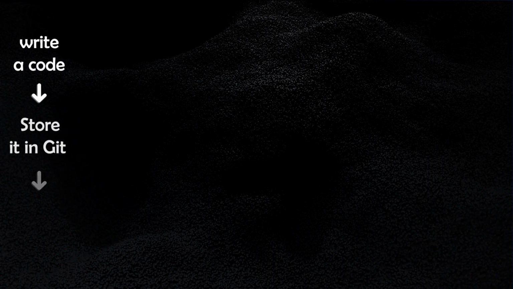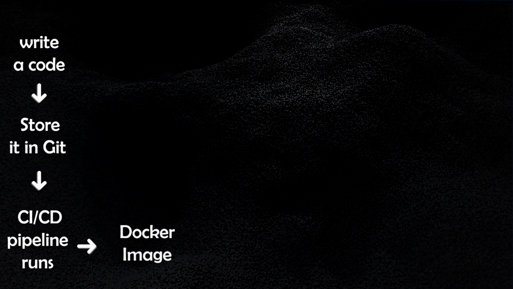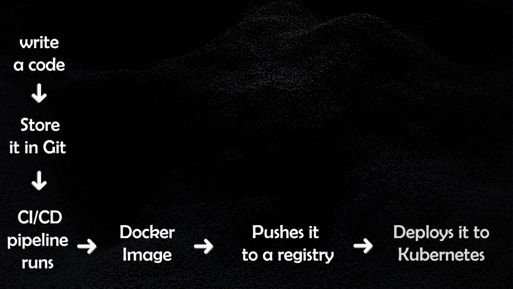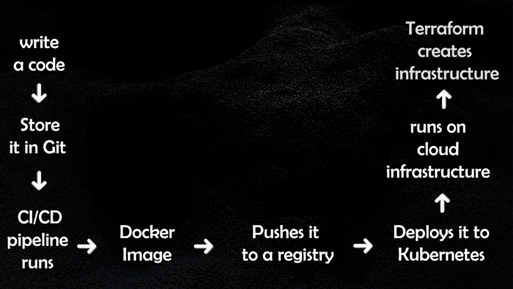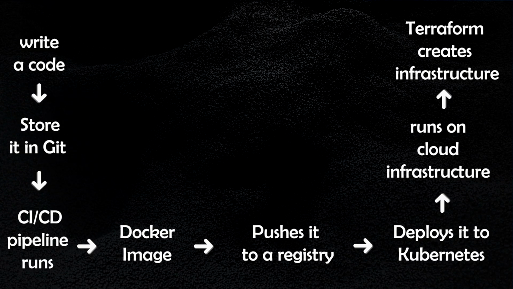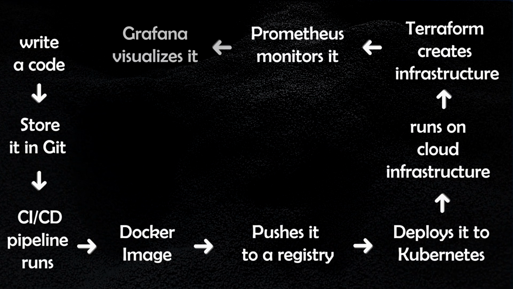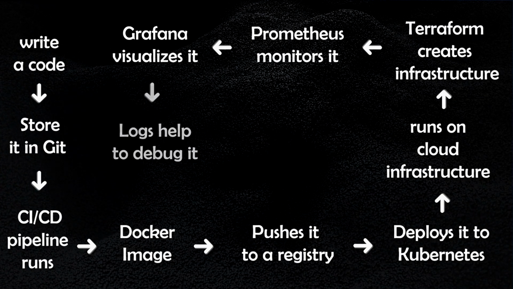The tools are not separate, they work together. This is the real skill. You write code, you store it in Git, a CI/CD pipeline runs, it builds a Docker image, pushes it to a Docker registry, and deploys it to Kubernetes. Kubernetes runs in the cloud infrastructure. Terraform is used to create that infrastructure. Prometheus helps us monitor it. Grafana visualizes it. And we debug it with the help of logs.